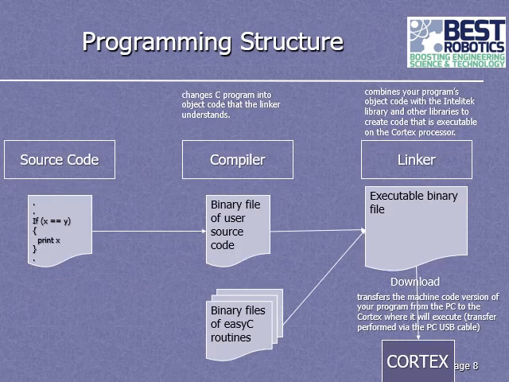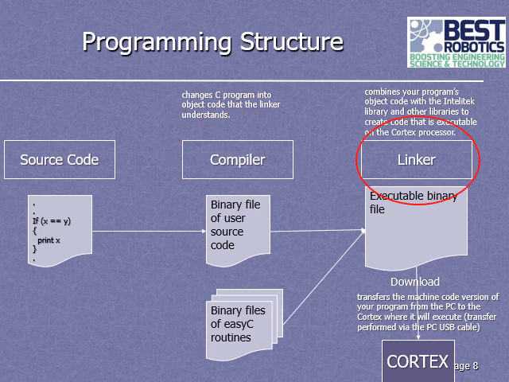Here we have, basically, a quick overview of what happens when you say build and download. Here's the source code. This is the stuff that you just wrote in your EasyC. It's a text file. You could look at it. It's human readable, but of course computers don't want to read it in that form. So enter the compiler. What the compiler is going to do is take that text C code and turn it into a binary file that the computer can then read.